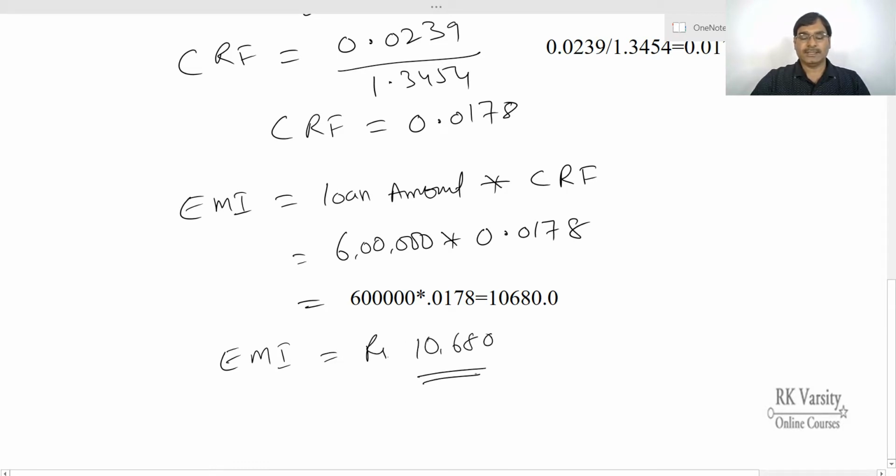So your equated monthly installment is rupees 10,680. That means you have to pay 10,680 for 84 months, so that you are repaying your principal amount of rupees 6 lakhs plus the interest amount also, interest which is compounded on a monthly basis. So this is one application of capital recovery factor. Thank you.